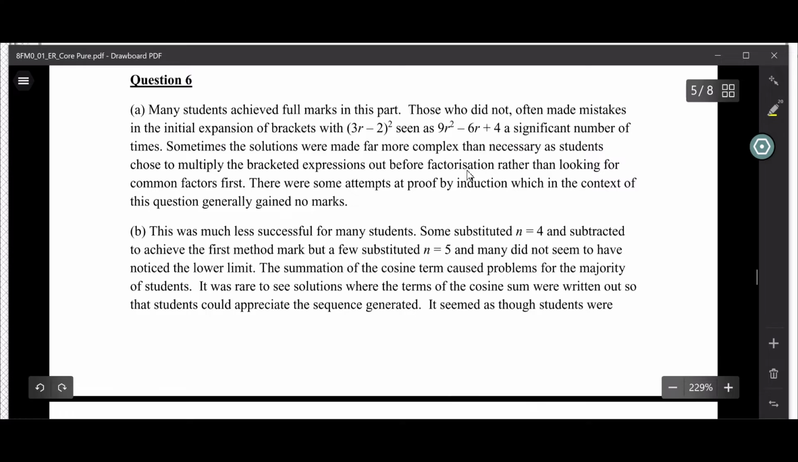Examiner report wise, part A, many students achieved full marks in this part, which is good. Those who did not often made mistakes in the initial expansion of the bracket, with 3r minus 2 squared seen as 9r squared minus 6r plus 4 a significant number of times. Sometimes the solutions were made far more complex than necessary as students chose to multiply the bracketed expressions out before factorization rather than looking for a common factor first.